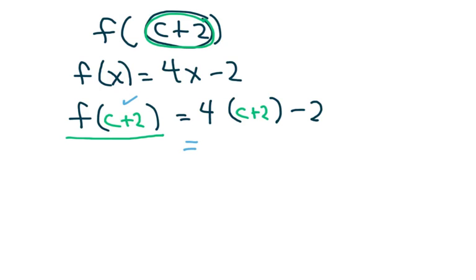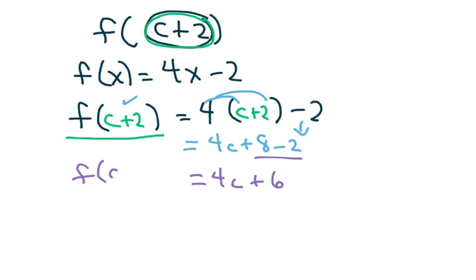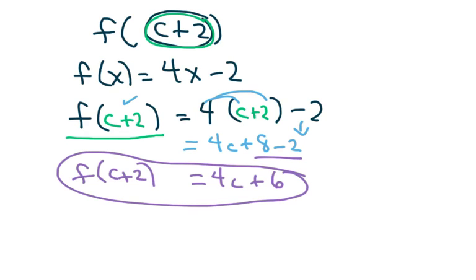And so my output, I'm going to distribute here and get 4c plus 8. And then bring him down, minus 2. Collect like terms, so I can make this 4c plus 6. And we have to stop. So we can't combine these. And so f of c plus 2 equals 4c plus 6.